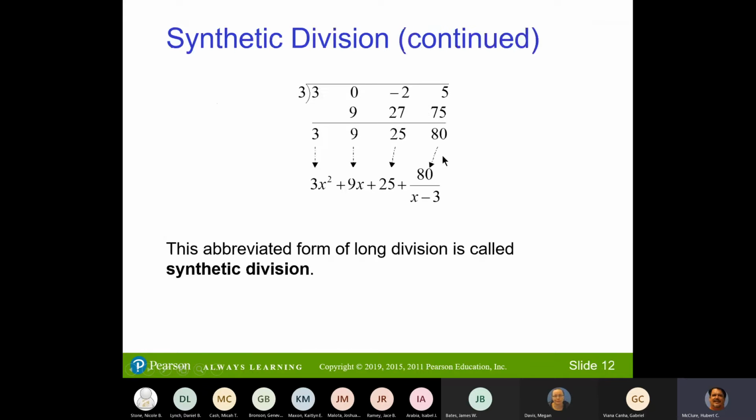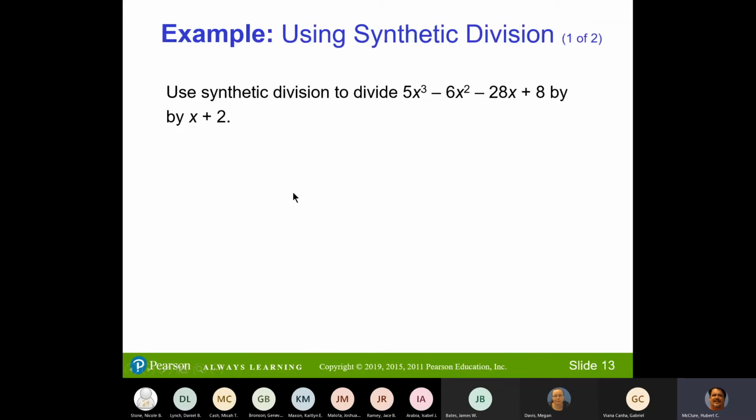This is where they get into synthetic. I'm not going to get into synthetic because it takes too much time to go through 2 when you can only use 1 half the time. All right, so let's do this one by long division. X plus 2 into 5x cubed minus 6x squared minus 28x plus 8. And it looks like we got all our terms, but we're going to check it just to make sure.